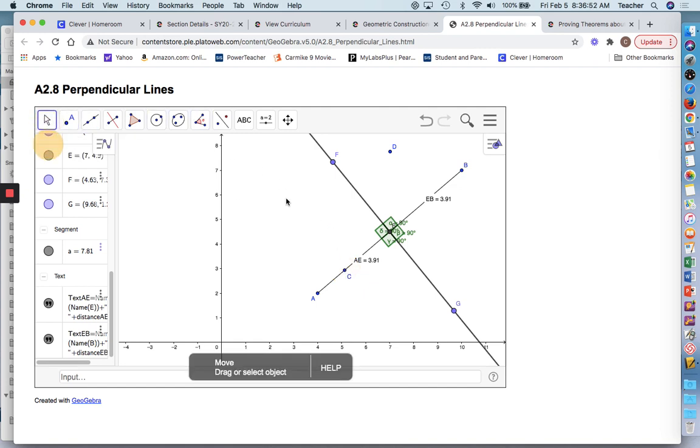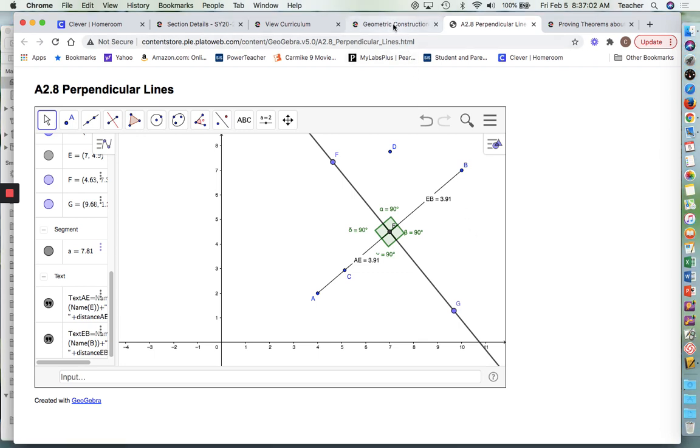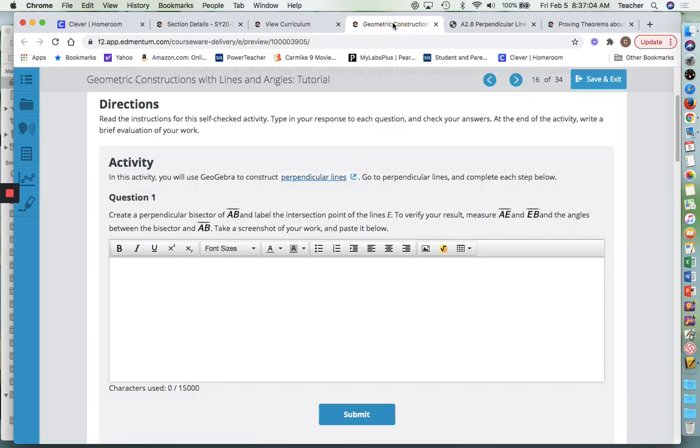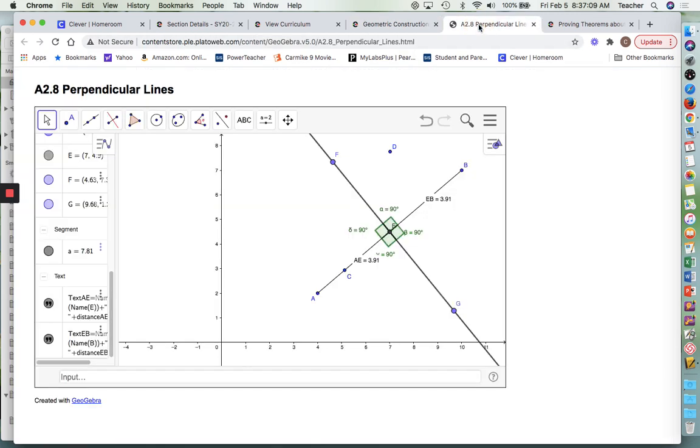So I'm going to move these out so you guys can see them a little bit better. But all four angles are 90. And that, again, the reason was because the word perpendicular was there. So they're all going to be right angles. All right, so let's see. Take a screenshot. So I'm going to do Shift Command 4. Whatever computer you're on is what you need to do.